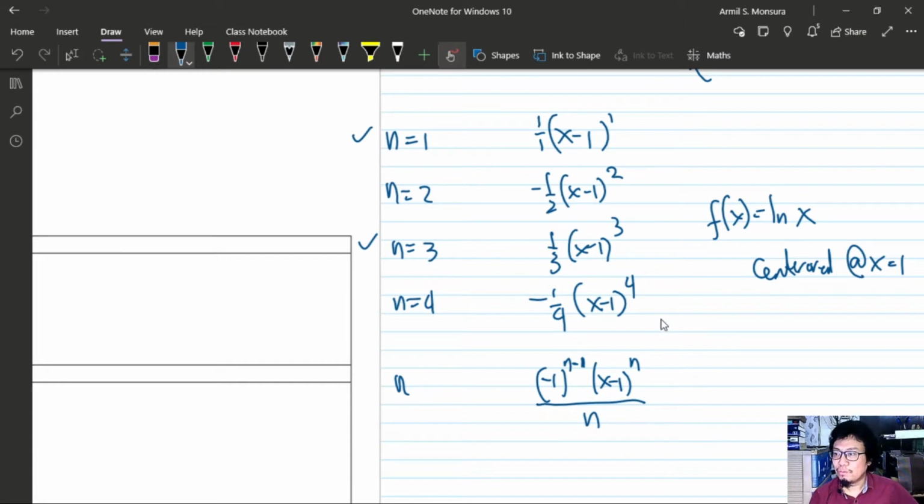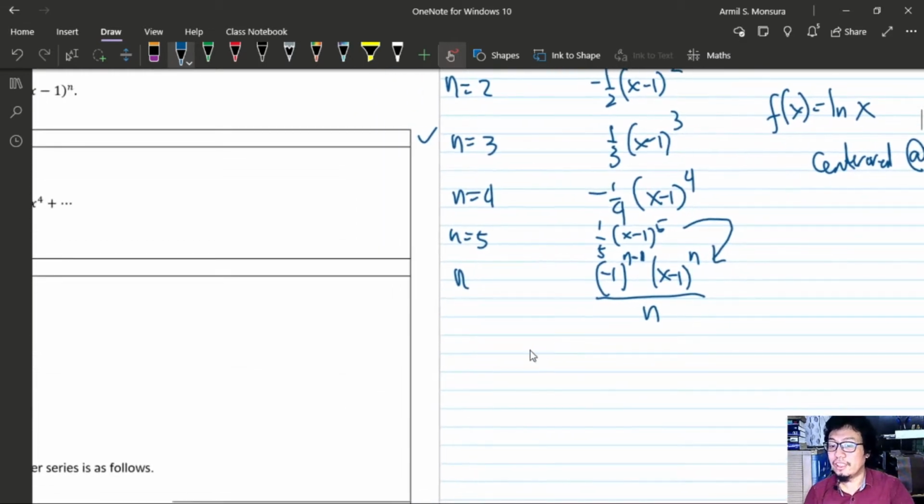You can check, for example, for n equals 5, this should be 1/5 positive times x minus 1 raised to 5. That should be the pattern that we are following. Now, you can check if you can obtain it from here.